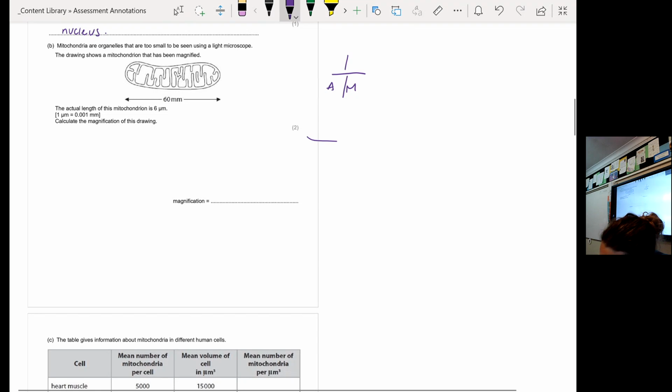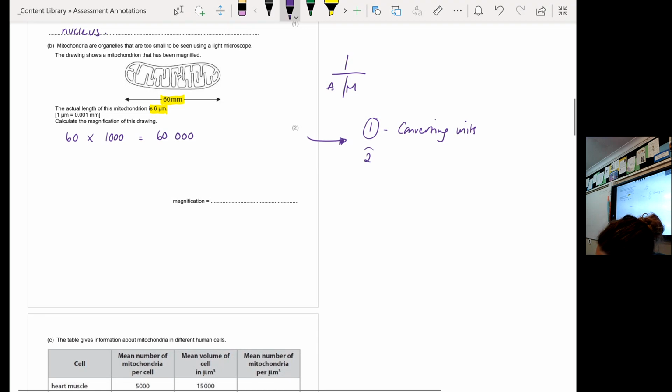Now when we do our calculations, you will get 1 mark for converting the units. The units need to be the same. I can automatically say that the image size they've given of the picture is in millimeters and my actual size is in micrometers. So I've already got a disparity. The first thing I want to do is convert my 60 millimeters into micrometers. I'm going to do 60 times 1,000 because there are 1,000 micrometers in 1 millimeter, and that gives me 60,000.